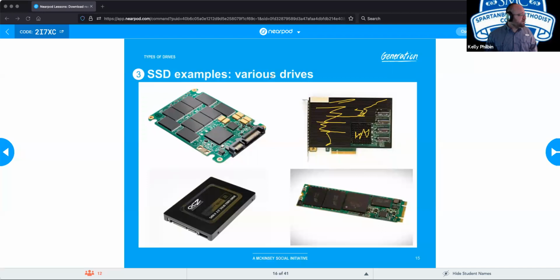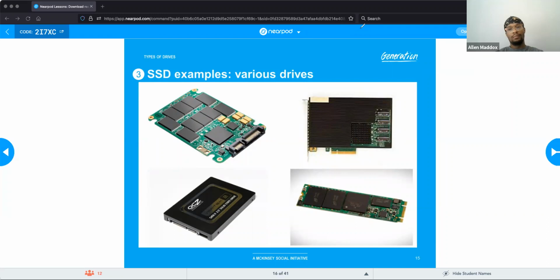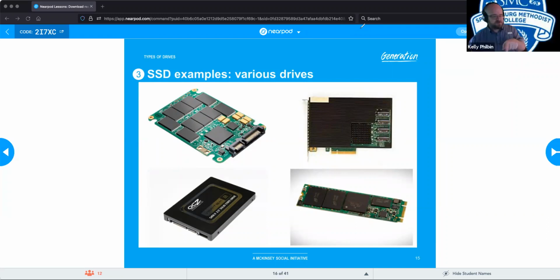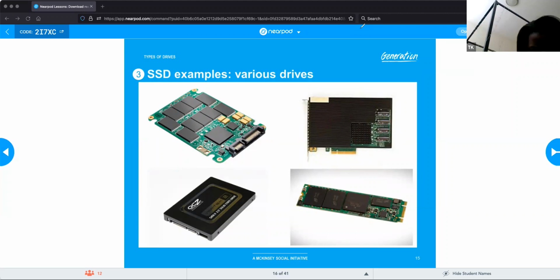How do we identify the North Bridge? Close to the CPU. Okay, and how do we point it out on the motherboard? How do we know? What did you say, heat sink? Yes, heat sink.